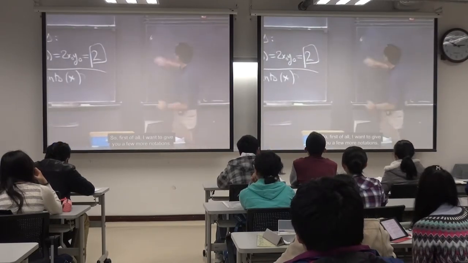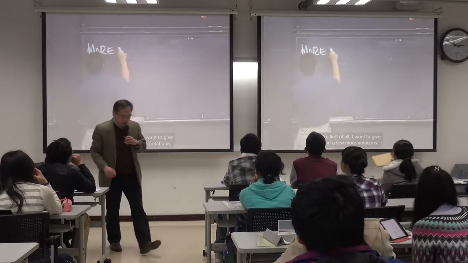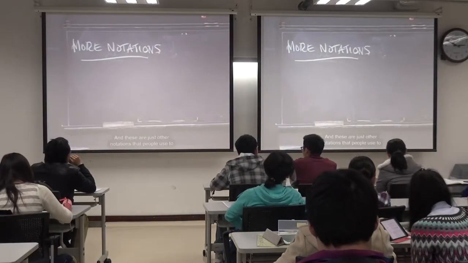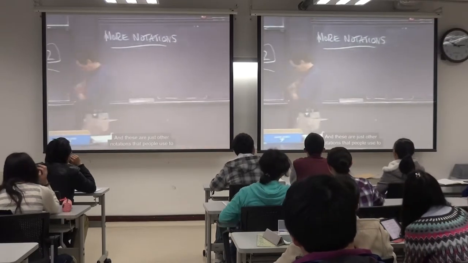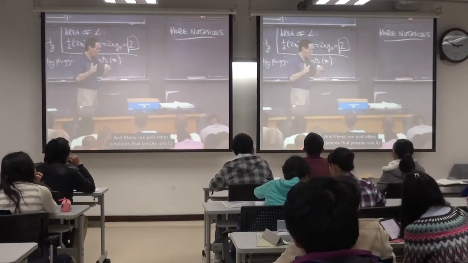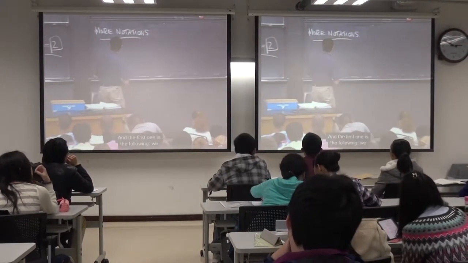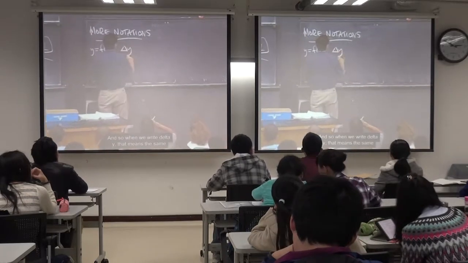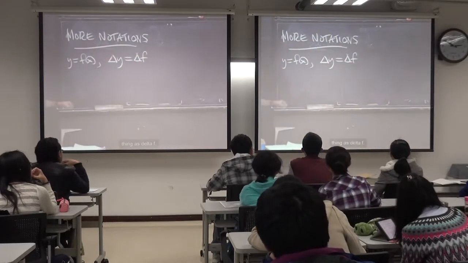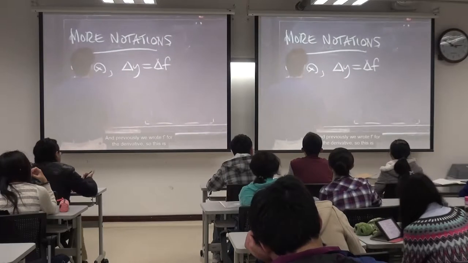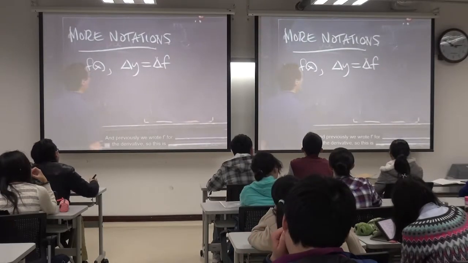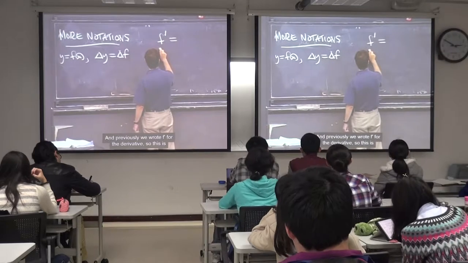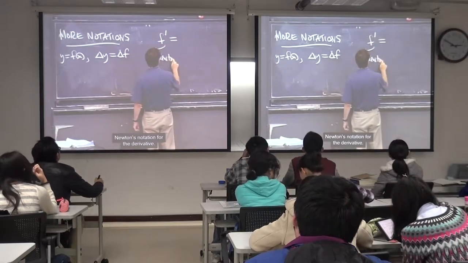So first of all, I want to give you a few more notations. These are just other notations that people use to refer to derivatives. And the first one is the following. We already wrote y is equal to f of x, and so when we write delta y, that means the same thing as delta f. That's a typical notation. And previously, we wrote f prime for the derivative. So this is Newton's notation for the derivative.